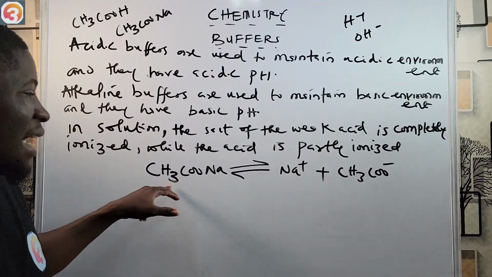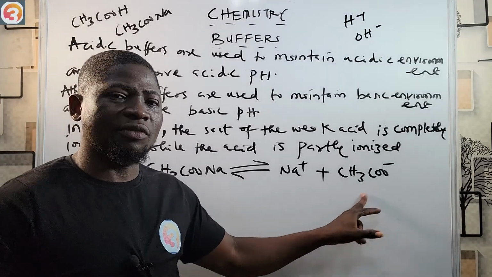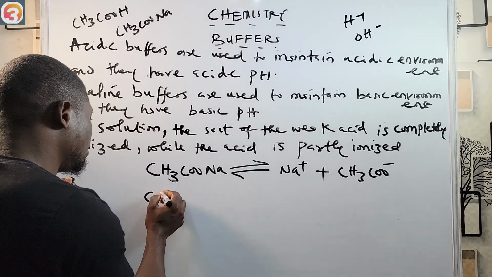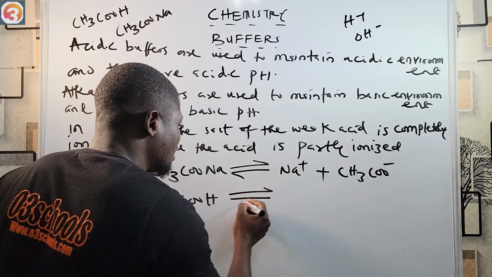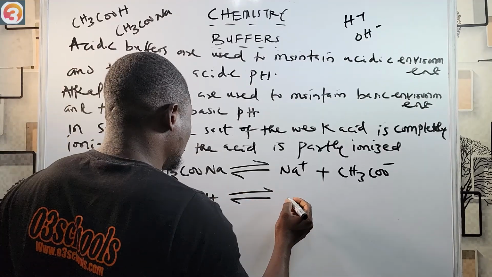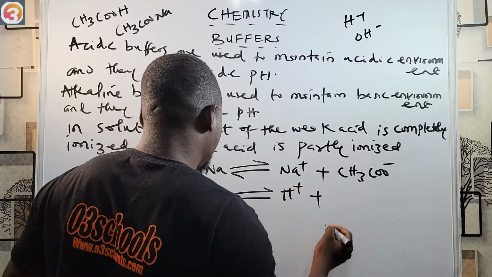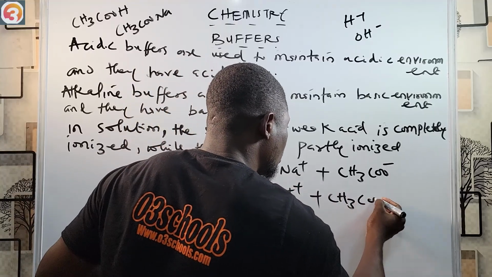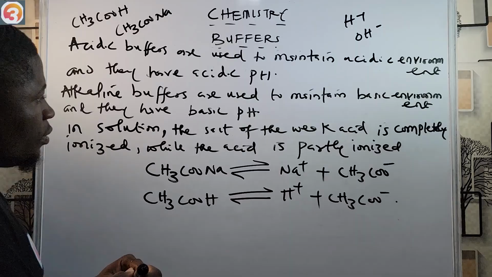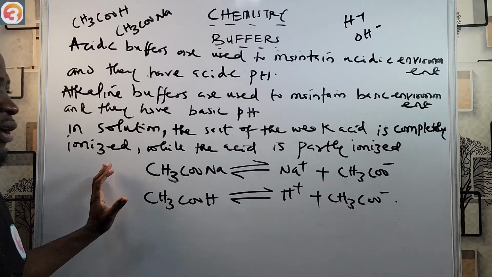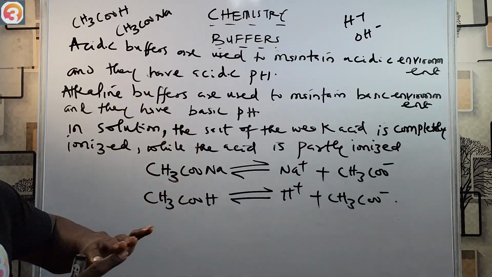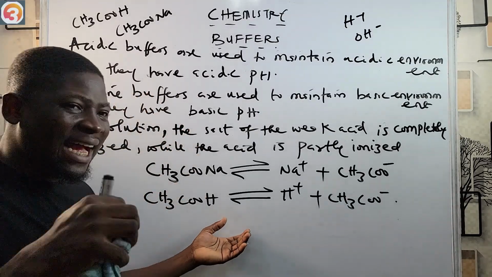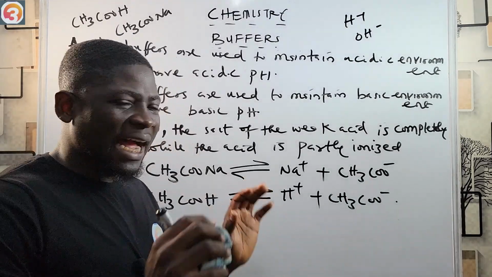The salt of the weak acid is completely ionized to give you this. While the acid itself, CH3COOH, is partially ionized. I'm going to have hydrogen ion plus CH3COO-. So this is the ionization process. The salt of the weak acid is completely ionized, while the acid itself is partly ionized.